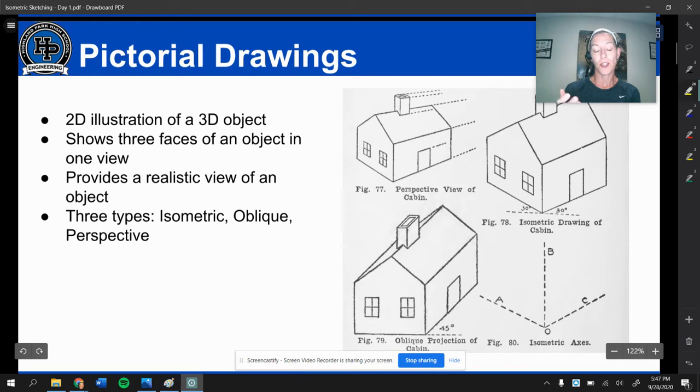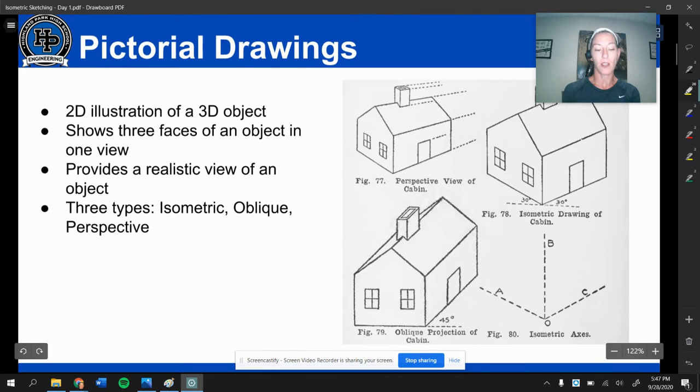In order to show three faces of an object with just one view, there are a couple options we can use. There's isometric, oblique, and perspective. We're going to be focusing on isometric today.